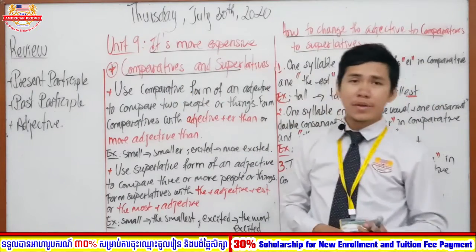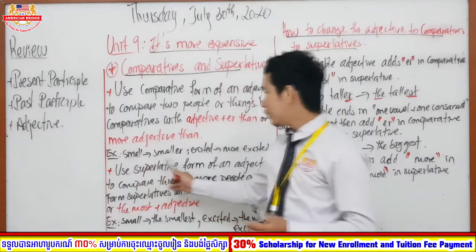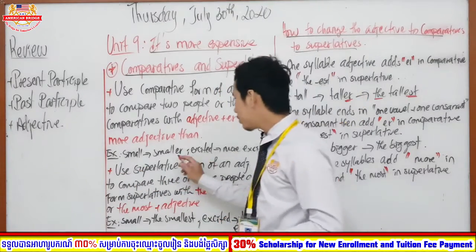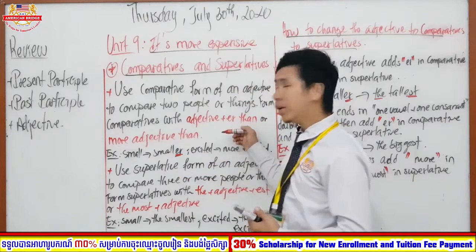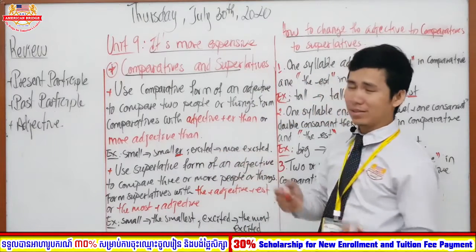Okay. Right. So right now, I want to look at our example. The example is small to smaller. See? So for the form of the comparative adjective, you have to add -er. But when you make a sentence, you are going to use the word than, right? Like smaller than, okay? Excited, more excited than, like that.